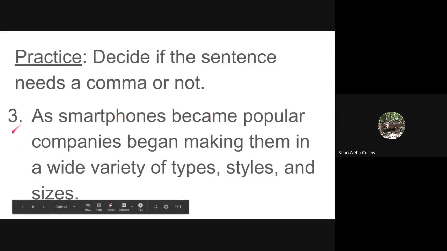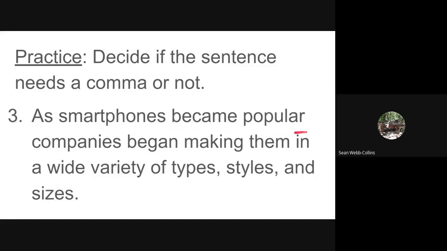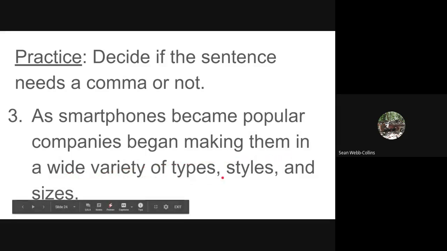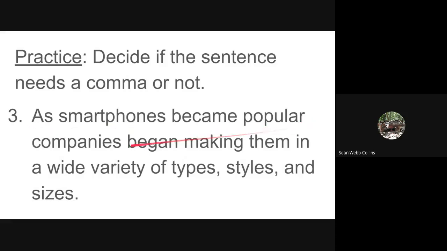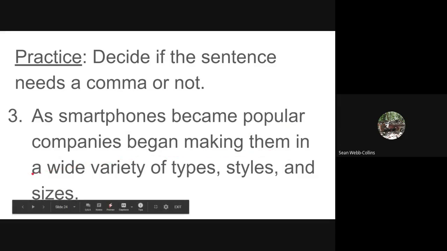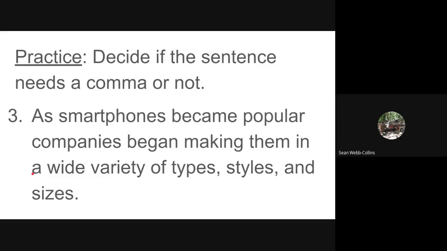And the same thing again for number 3. As smartphones became popular, companies began making them in a wide variety of types, styles, and sizes. Go ahead now and pause the video to answer the question.